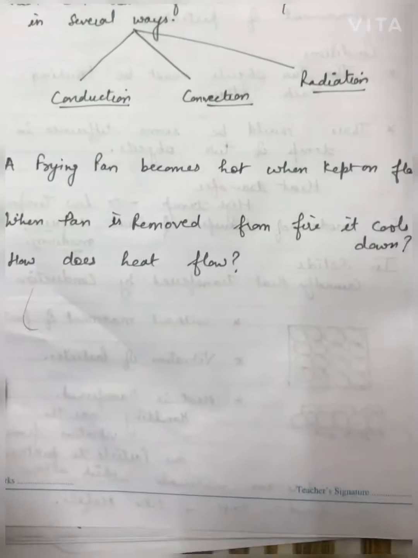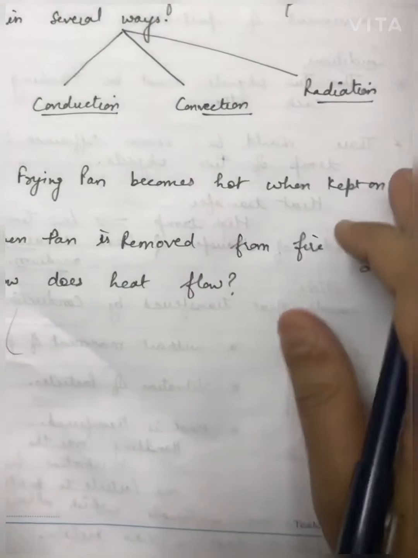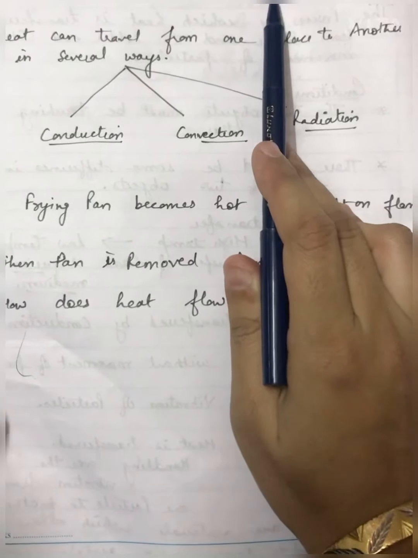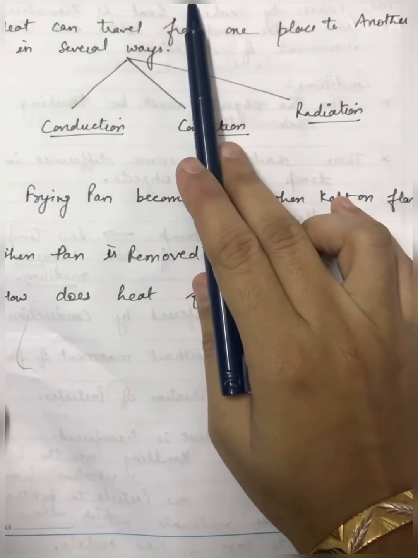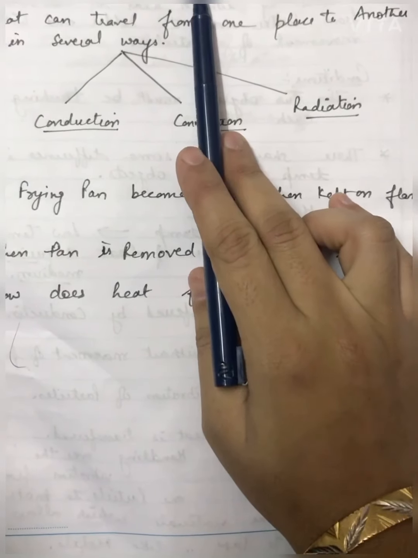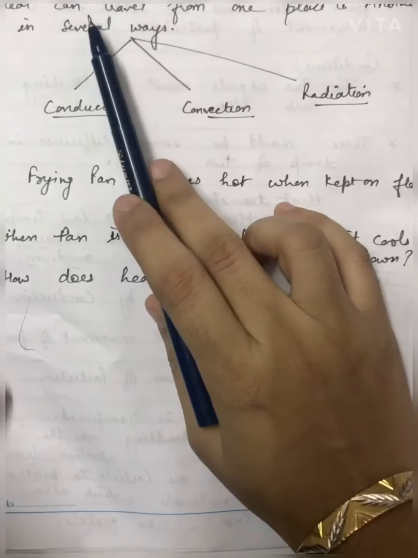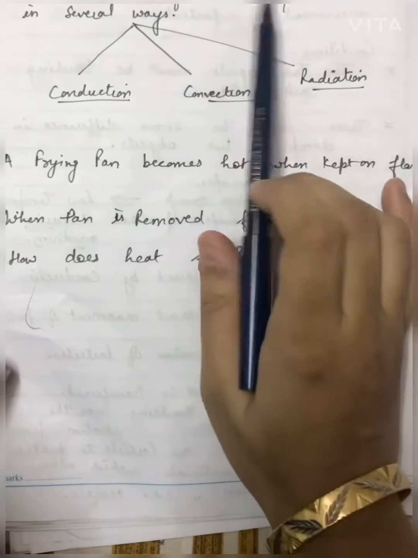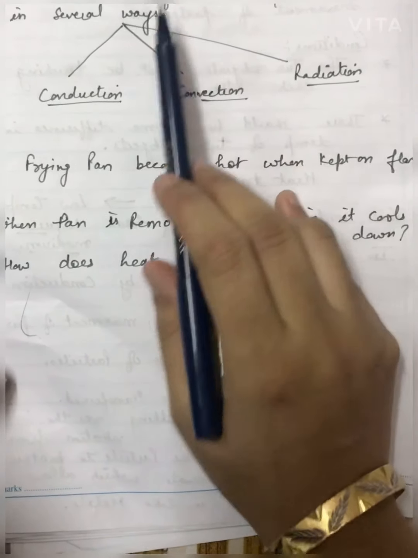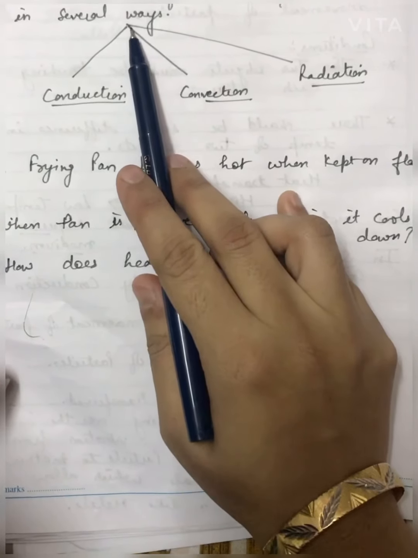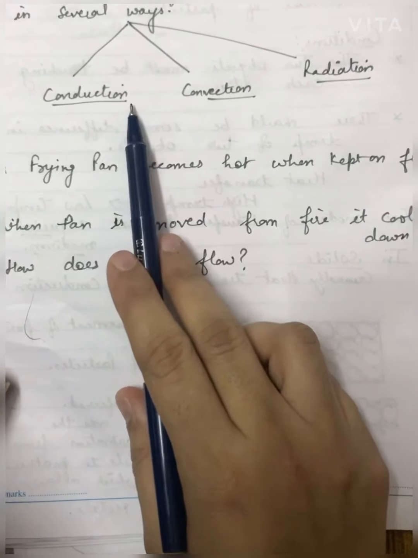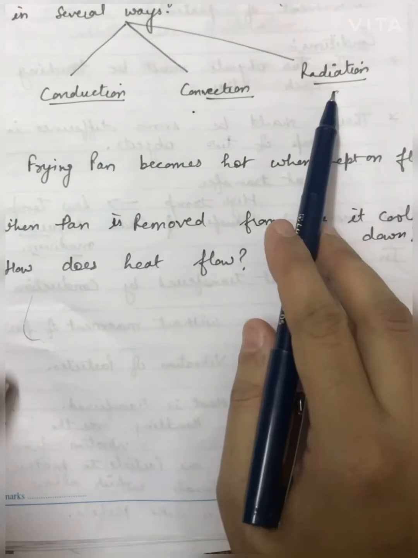Good morning, class 7th. In today's lecture, we will discuss the transfer of heat. But firstly, can you tell me what you mean by transfer? That means movement. That means this heat can travel from one place to another. That is called transfer of heat. And what are the modes of transfer of heat? There are three main modes of transfer of heat, that is conduction, convection and radiation.